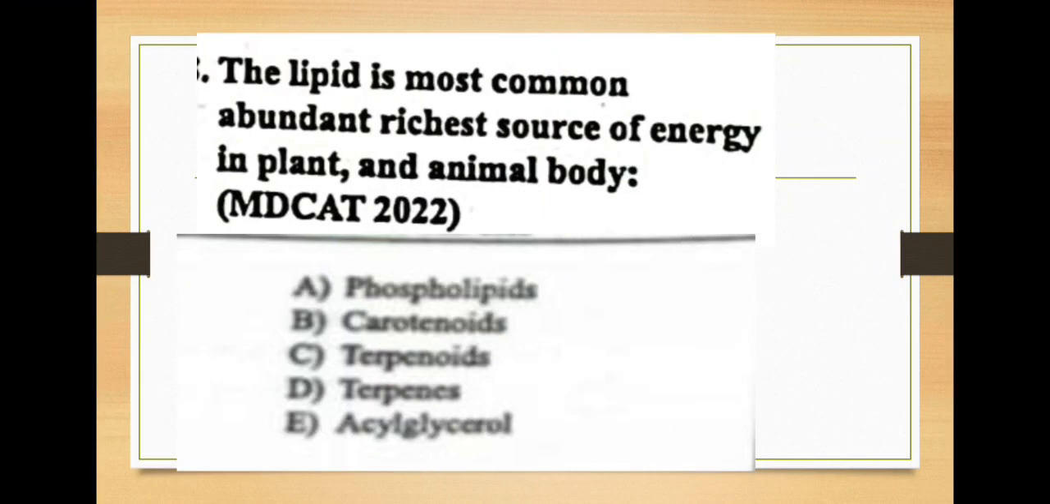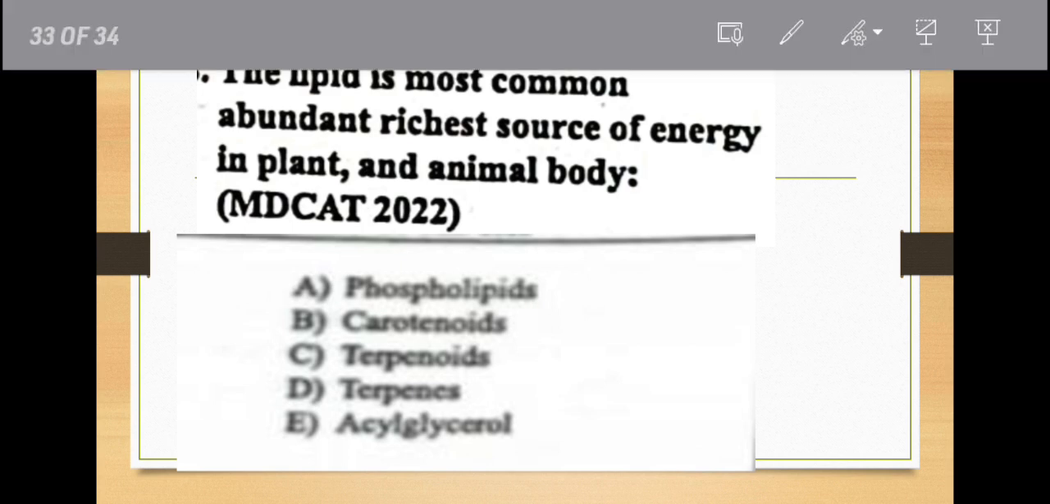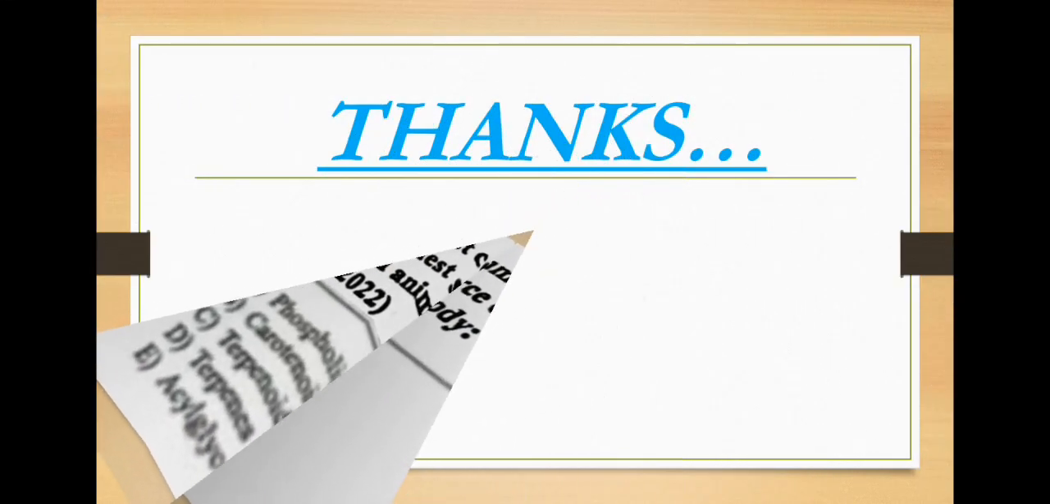The lipid is the most common, abundant, richest source of energy in plant and animal. MDCAT 2022. A, phospholipid. B, carotenoid. C, terpenoid. D, terpenes. E, acylglycerol. The most abundant and richest source of energy, the form of lipid in plant and animal, is acylglycerol. E option is the correct.